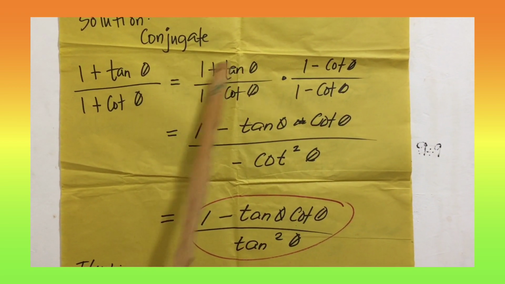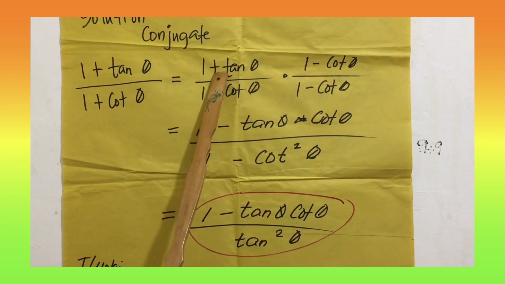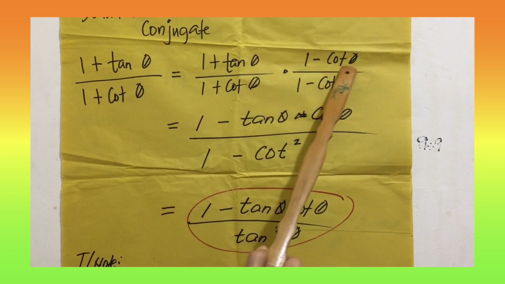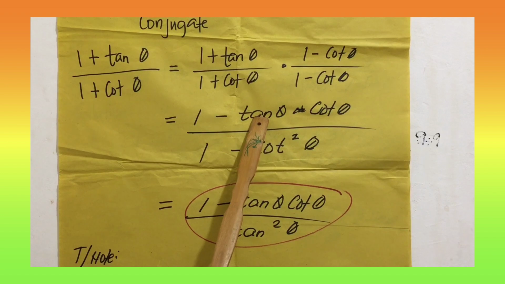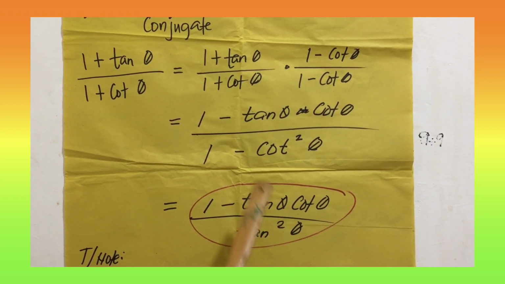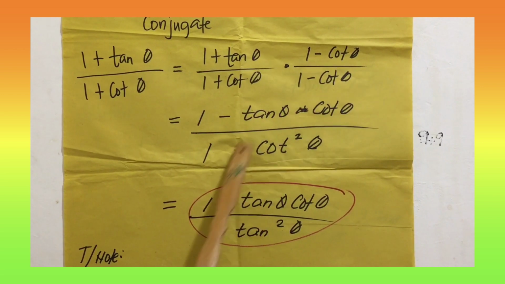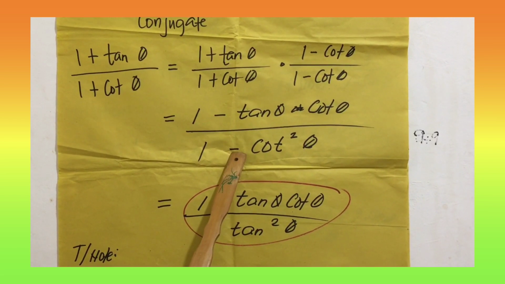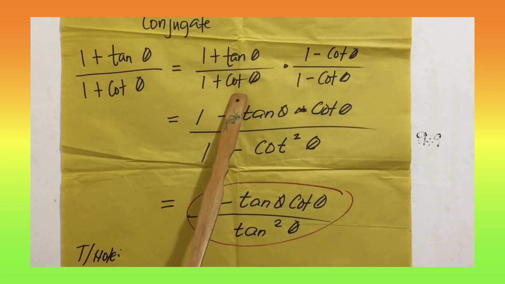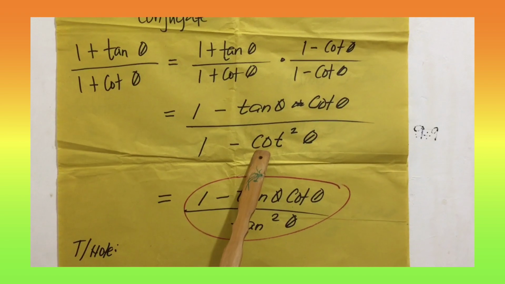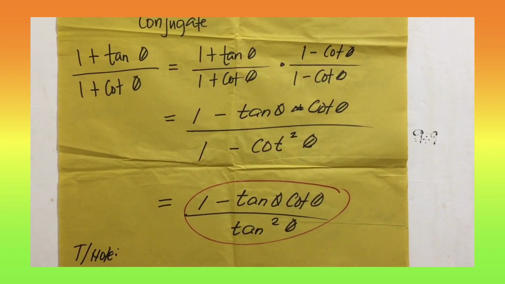So 1 times 1 equals 1, positive times negative equals negative, tangent theta times cotangent theta is equals to tangent theta and cotangent theta. All over, we're going to multiply also the conjugate. 1 times 1 equals 1, positive times negative equals negative, and cotangent theta times cotangent theta is equals to cotangent squared theta.